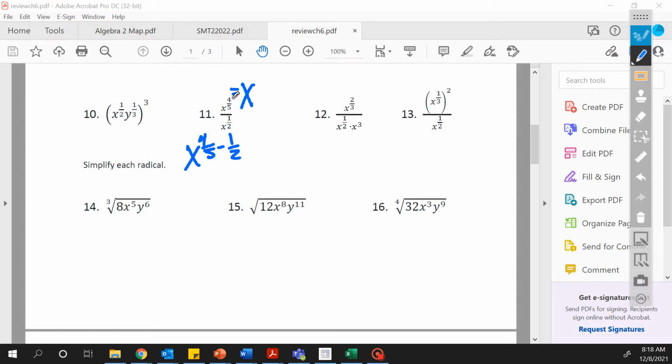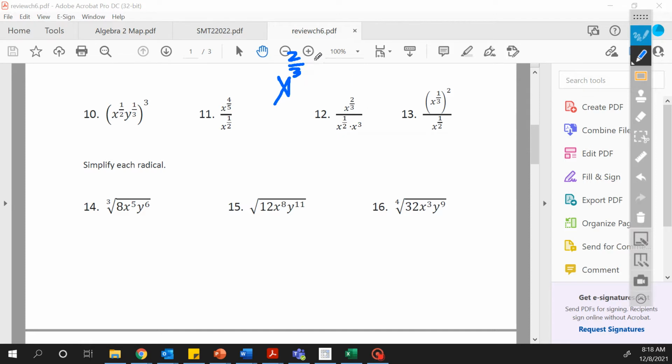Which is 4 over 5 minus a half. So that's 8 over 10 minus 5 over 10, which is 3 over 10. For number 12, we have x to the third.